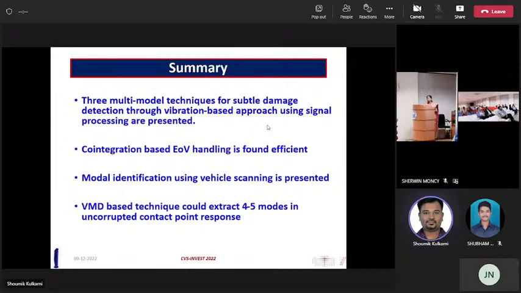Especially through direct SHM, I was concentrating on how to identify and separate out the damage information from the effects of environmental variability and noise.